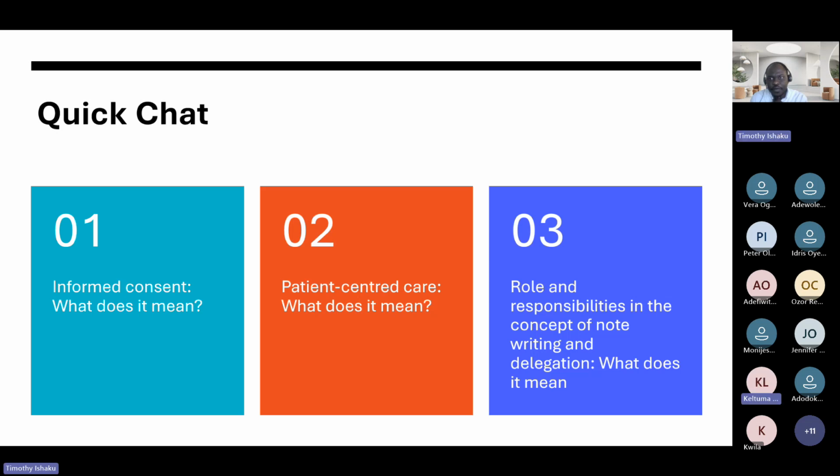Hello. Yeah, good morning. What I think about informed consent is ensuring that you get the patient carried along in your procedure so that he's aware of what you will do. And one of the implications for that is that it has a medical legal implication and it can be used as evidence. Thank you.